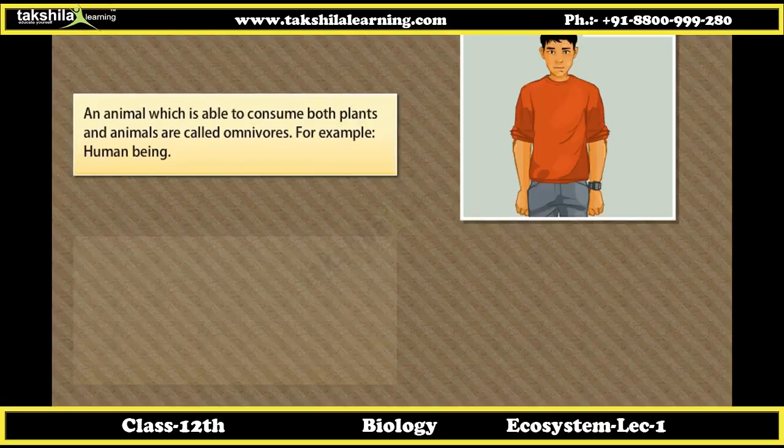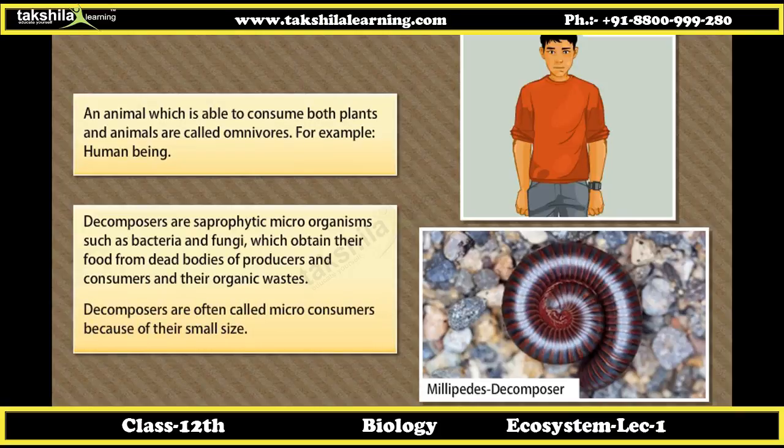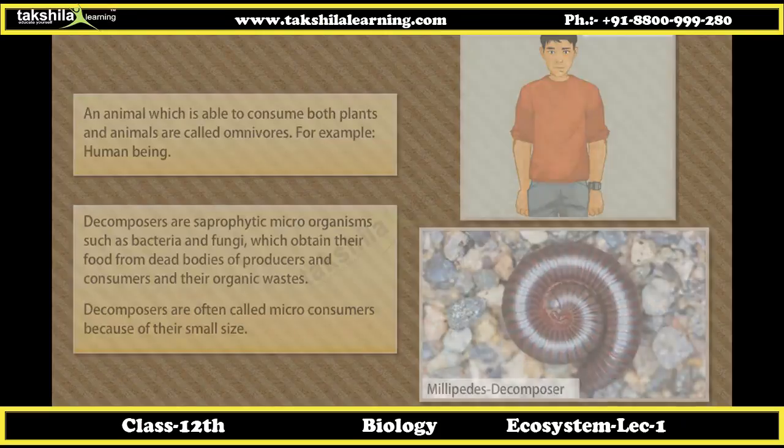An animal which is able to consume both plants and animals is called an omnivore, for example, human being. Decomposers are saprophytic microorganisms such as bacteria and fungi, which obtain their food from dead bodies of producers and consumers and their organic wastes. Decomposers are often called microconsumers because of their small size.